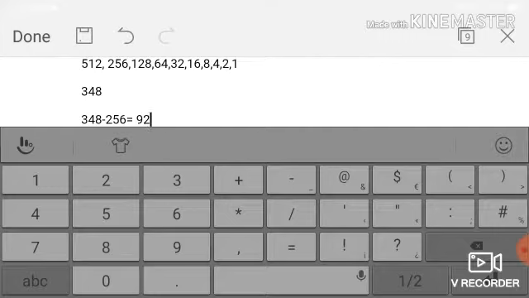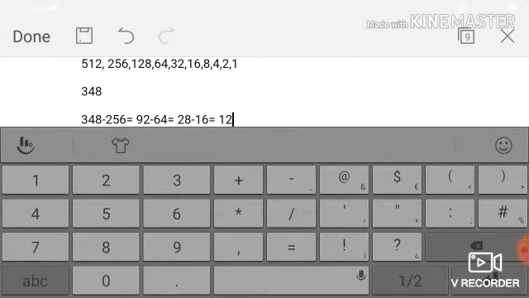Then we're going to find again the value less than 92. So 92 minus, the value less than it is 64. 92 minus 64 is equal to 28. Then we're going to find the digit that is less than 28. So minus 16. 28 minus 16 is equal to 12.